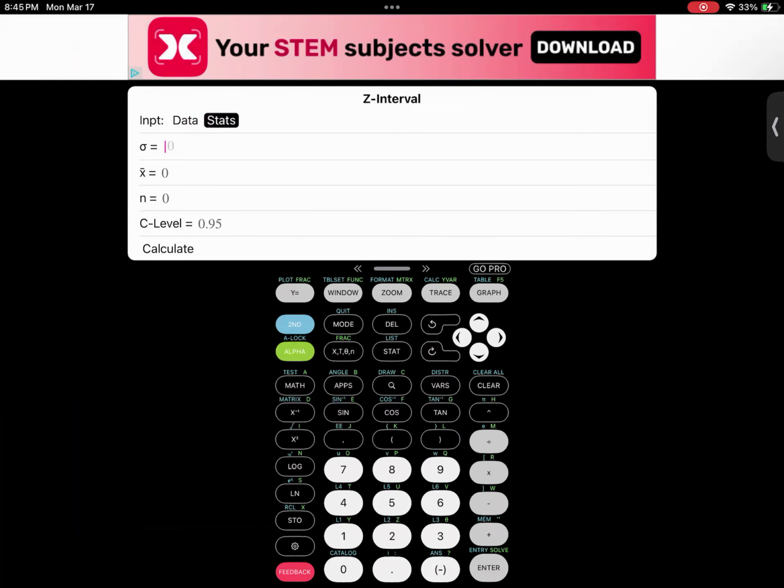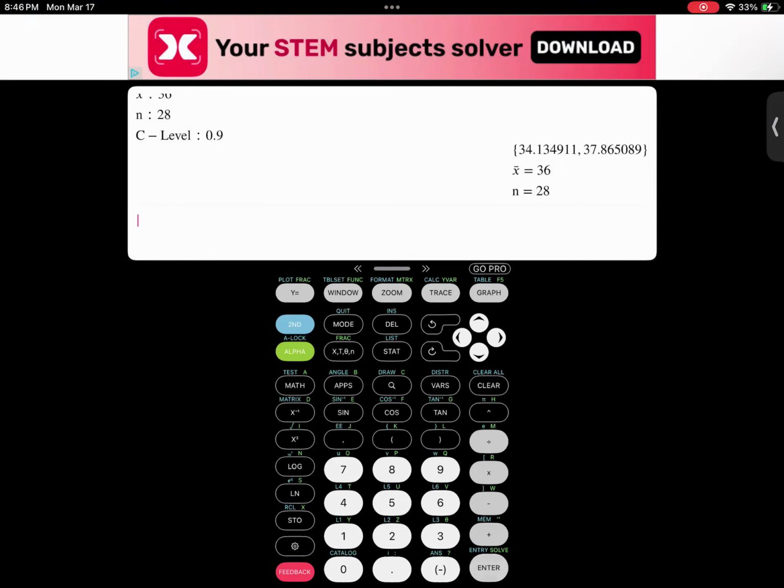And we just go ahead and input all our data we have. So our standard deviation is 6. Our sample mean is 36. Sample size is 28. Confidence level is 0.90. And we just go ahead, hit calculate, and that's our confidence interval, 34.13 and 37.87.